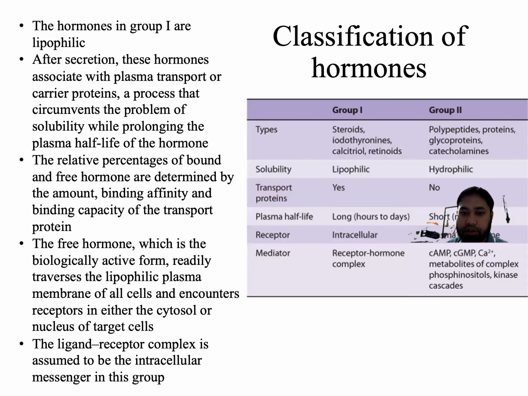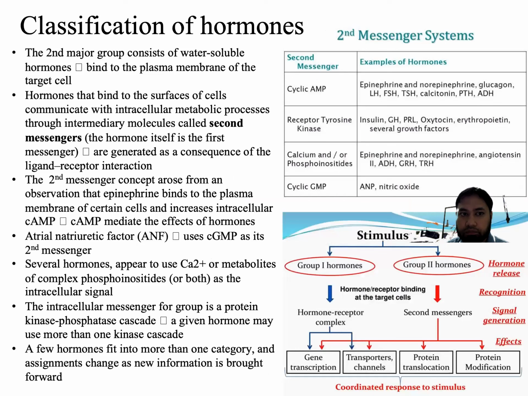This is kind of a repetition of what I've been telling you just now. This is further classification based on the second messenger system. We have four second messenger systems. If I ask you in the examination, tell me which hormones have this second messenger system, you can answer whether it belongs to the lipid or protein-based hormones. Which group? Group 1 or group 2?